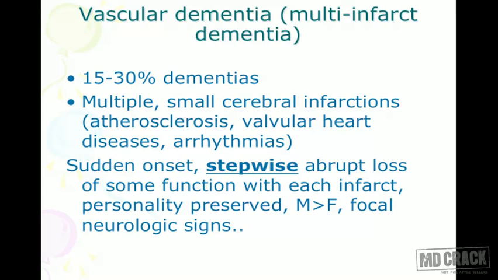arrhythmias. Great difference between Alzheimer's and vascular. Alzheimer's is a slow, insidious course, and vascular dementia, because it's happening inside the body due to a medical reason, there may be a sudden onset and there might be stepwise abrupt loss of some function with each infarct depending on the area where the infarct has happened.